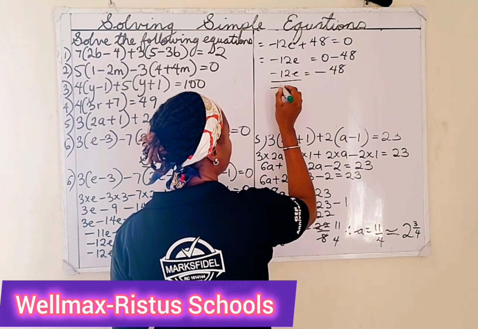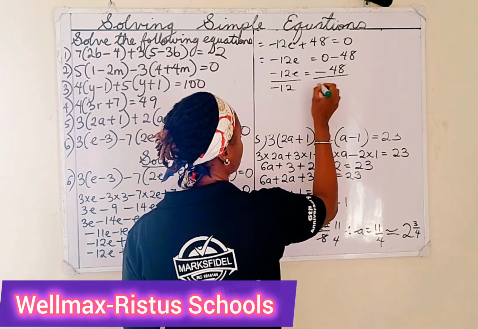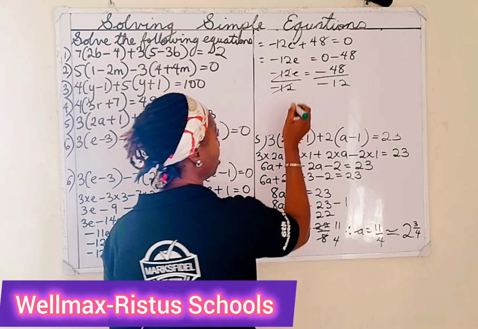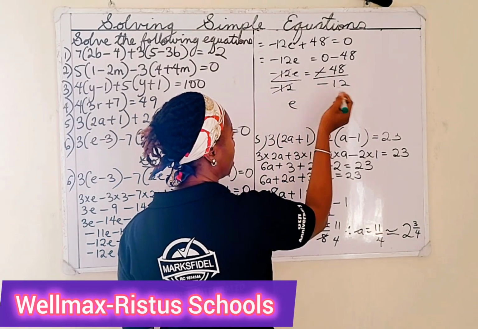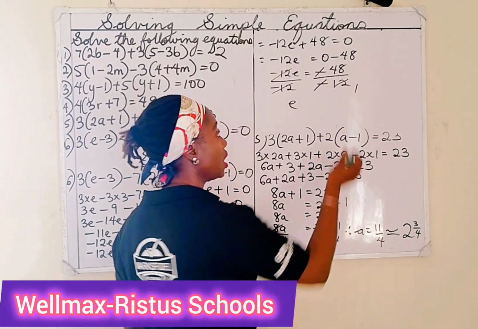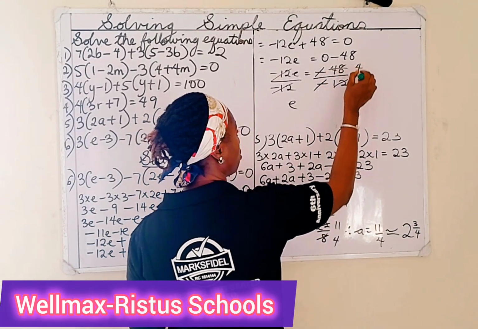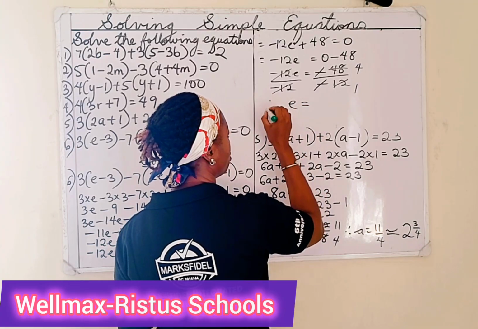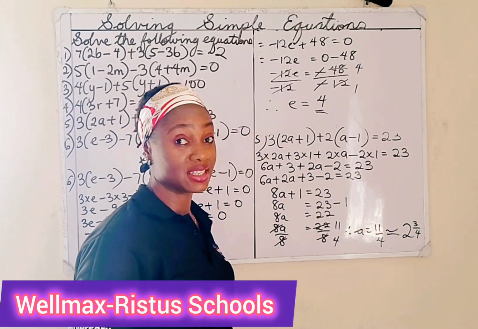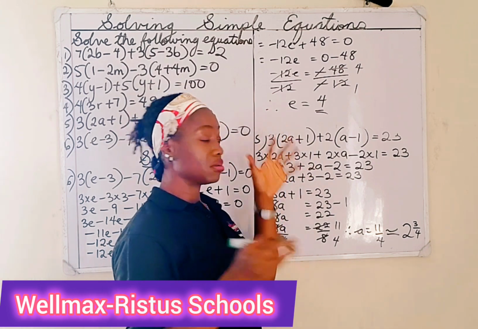So here we have minus 12. Here we have divided by minus 12. Minus 12 cross out minus 12. We are left with e. Minus cross out minus. 12 divided by 12 is 1. And 12 in 48 is 4. Therefore, e equals 4. And you can see the negative signs are out because we've been able to divide all of them together.